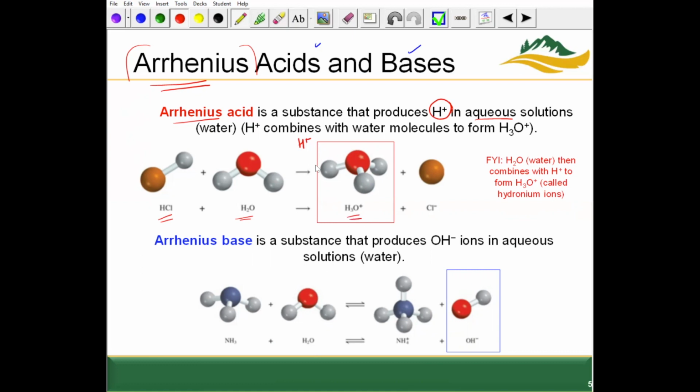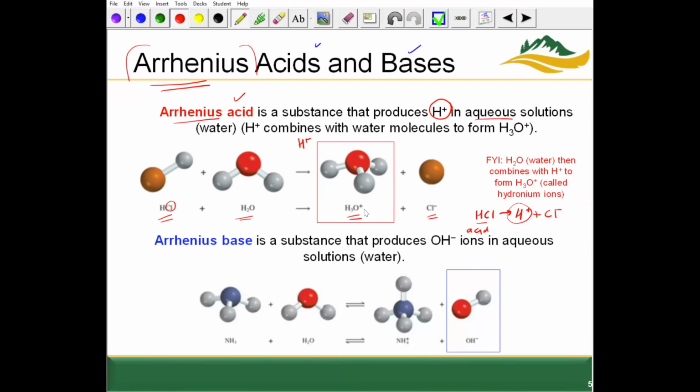So H+ ions and Cl- ions are left over. So HCl can dissociate into H+ ions and chloride anions. And that's because HCl is an acid. So it dissociates into H+ ions. So it's definitely an Arrhenius acid.